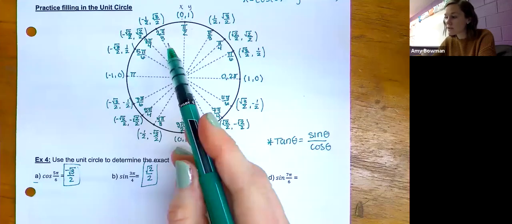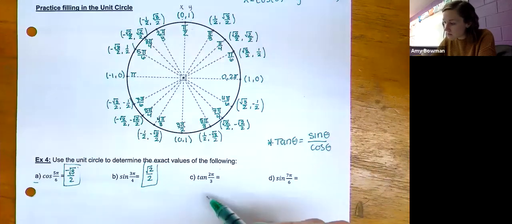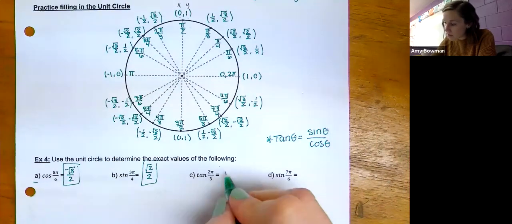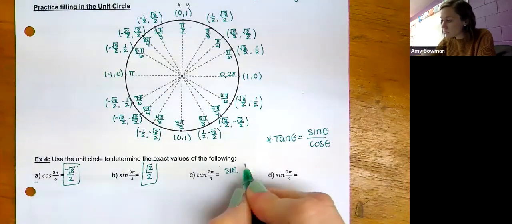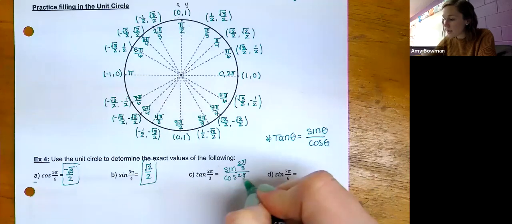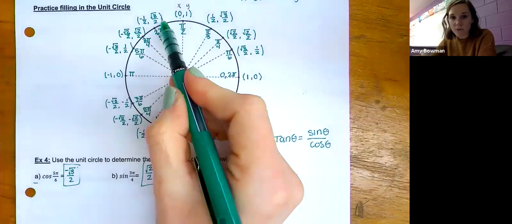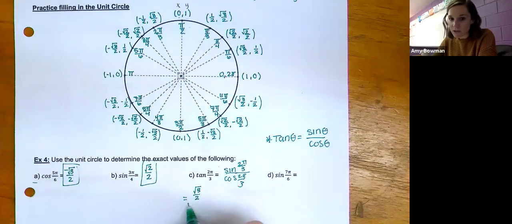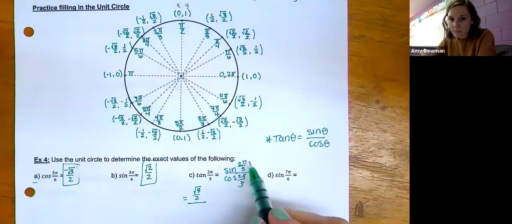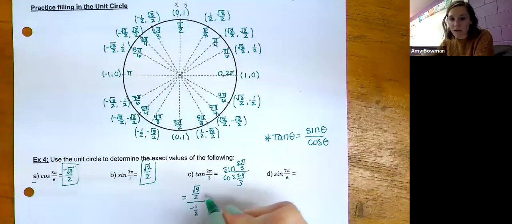So here's 2 pi thirds. I have the cosine comma sine. The tangent is the ratio of sine of 2 pi thirds over the cosine of 2 pi thirds. Okay, so let's get that. Sine of 2 pi thirds is root 3 over 2. So the square root of 3 over 2 divided by, so I've got my numerator, root 3 over 2, the cosine, negative 1/2.